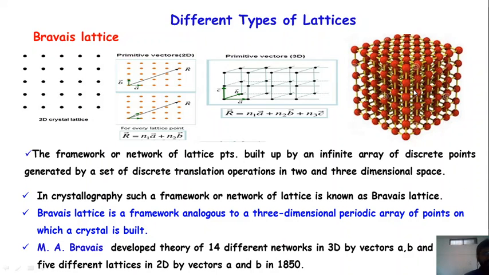Therefore, we can say that the Bravais lattice is a framework analogous to a 3-dimensional periodic array of points on which a crystal is built. In this figure, there is the periodic arrangement of the array of lattice points, and it builds a crystal structure. The scientist M.A. Bravais developed the theory of the 14 different networks in 3 dimensions by using the fundamental translation vectors A, B and C, and the 5 different lattices in 2 dimensions by using the fundamental translation vectors A and B in 1850.